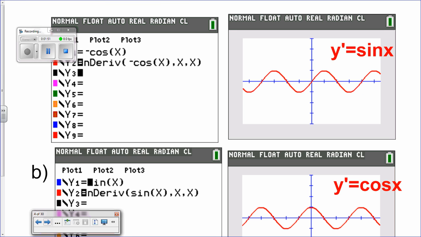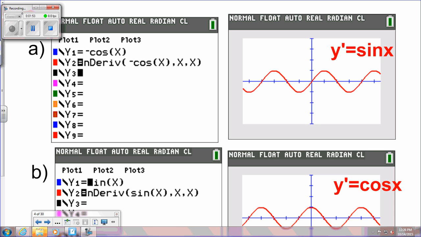Moving on to the second part, they wanted you to graph the derivative and see if you could guess what it is. So I have it showing here what you do to graph the derivative. To graph the derivative of negative cosine x, I put in y2, and deriv negative cosine x, comma x, comma x. And when you look at the graph, hopefully you can identify it as sine x.